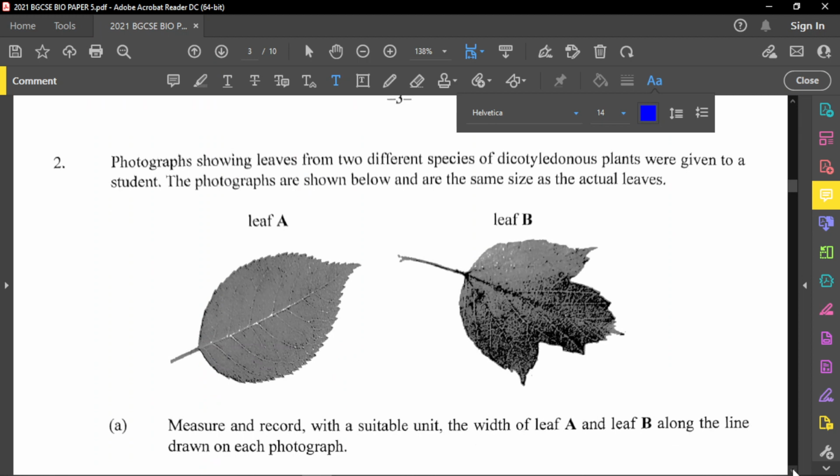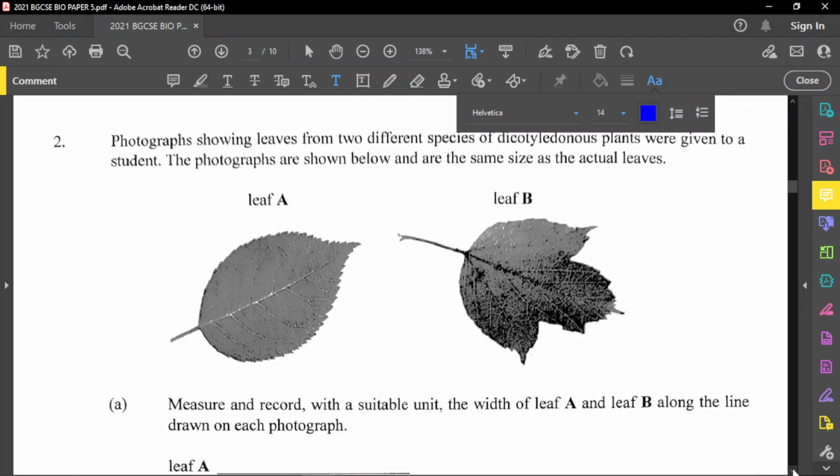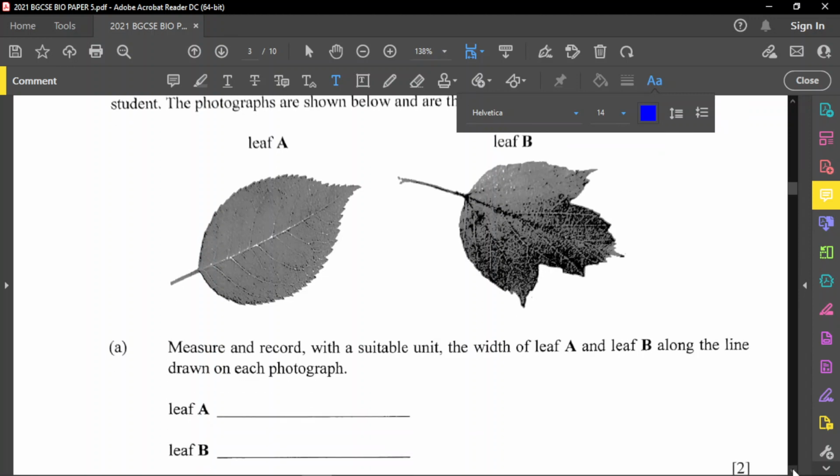All right, so here now, number 2, the photographs showing leaves from 2 different species of dicotyledonous plant were given to a student. The photographs are shown below and are the same size as the actual leaf. And remember, we have a leaf question, I think it was the 2020 paper that we reviewed. That time we actually did the magnification drawing, and we also did some labeling. Yes, it's 2020 that we did the leaf question on.